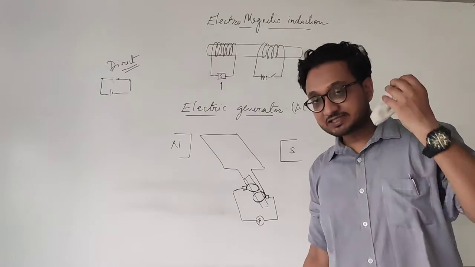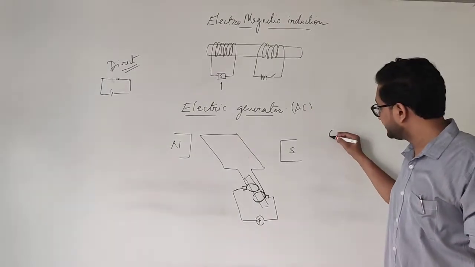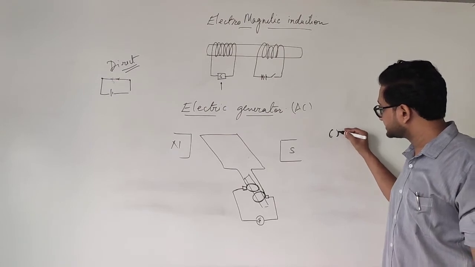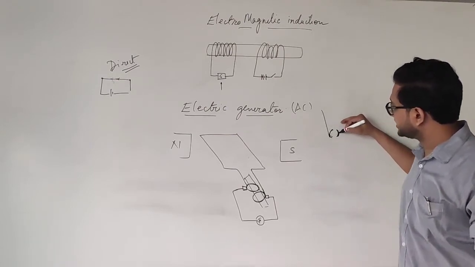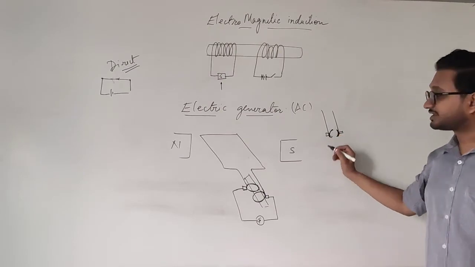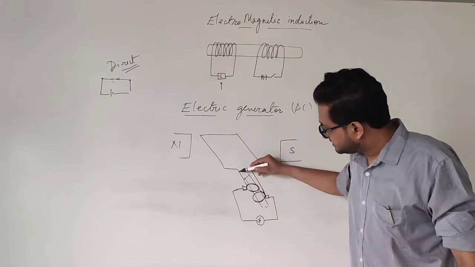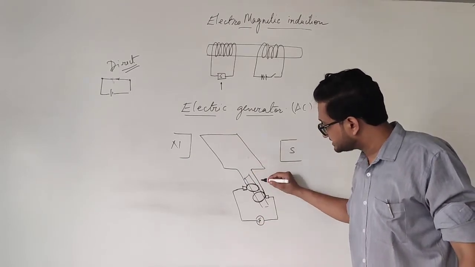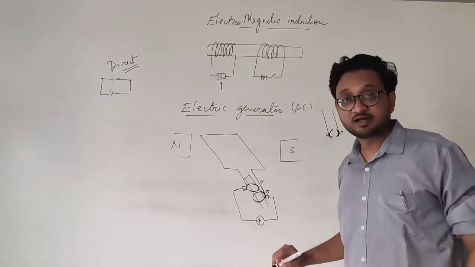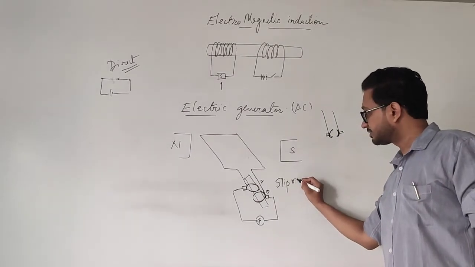And the other change is that in the electric motor we had split rings like this, and this is how it was connected with the coil, and the brushes were connected like this. Now that is not the case anymore. What we have over here is the coil connected to slip rings A and B. These are slip rings, not split rings.